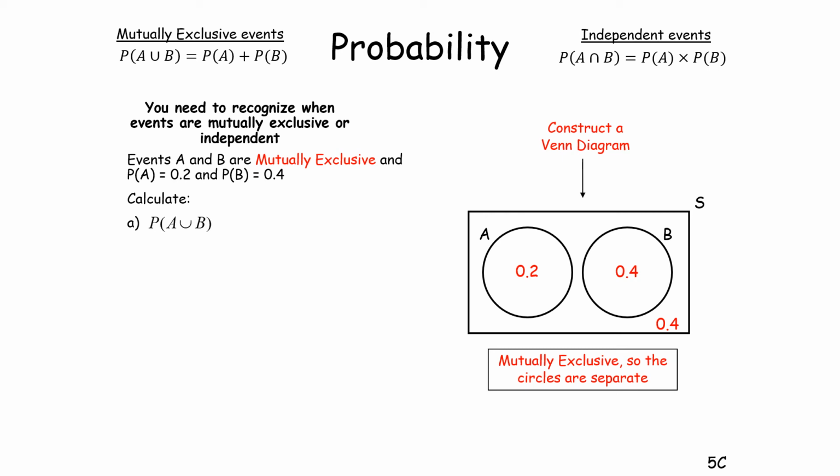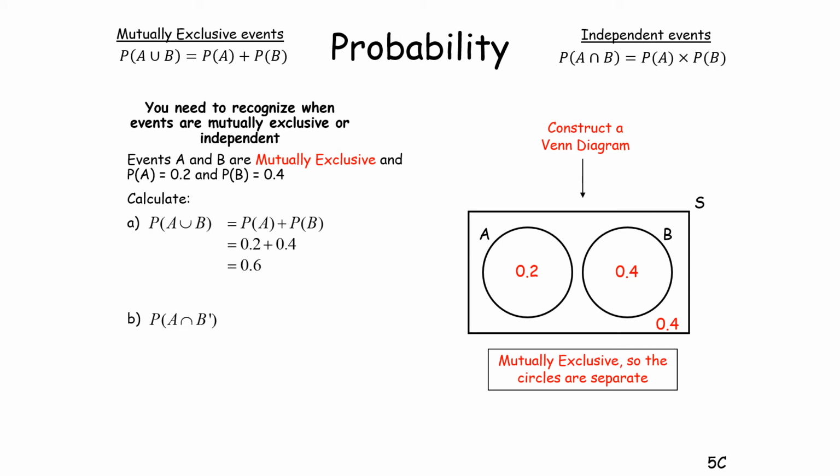So we're going to work out probability A union B. Probability A union B, remember you add all of them up. In this case, there is no intersection, so it's just simply probability A plus probability B. 0.2 plus 0.4 equals 0.6.